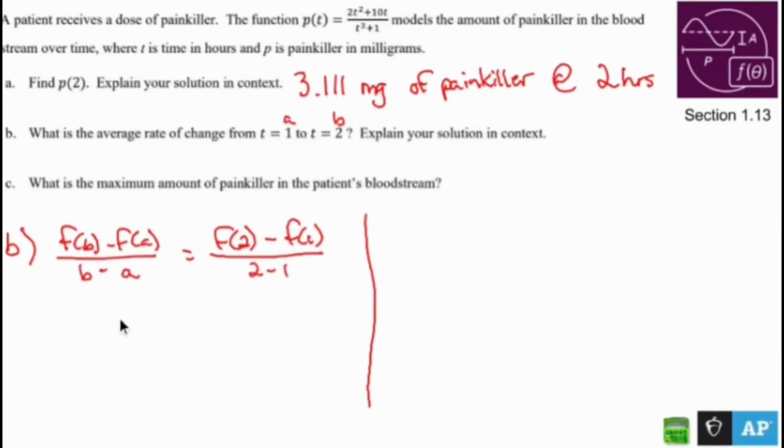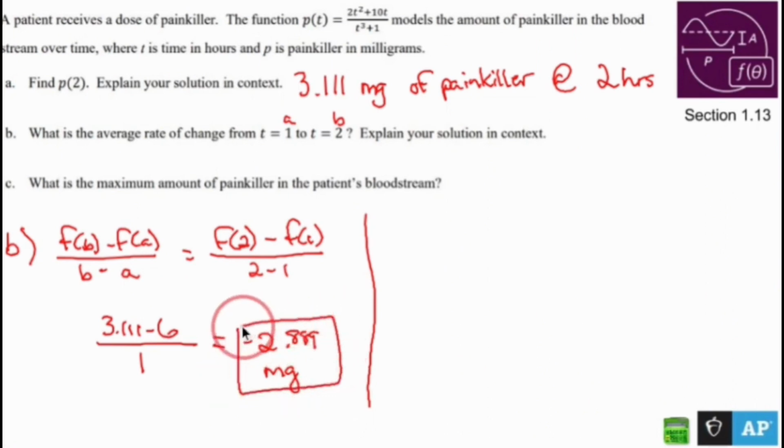All right, so the calculator reminded us that that was 3.111 minus our new value, which was 6, all over 2 minus 1, which ended up being 1. Typing that out in our calculator was negative 2.889. Now, what that means is between hours 1 and 2, we lost 2.889, lost because it's negative, milligrams of painkillers. So that's the value that we get. And again, that means in the real world that we went from 6 to 3.111 milligrams of painkiller in our bloodstream. And so, that's the rate per the 1 hour that we had.